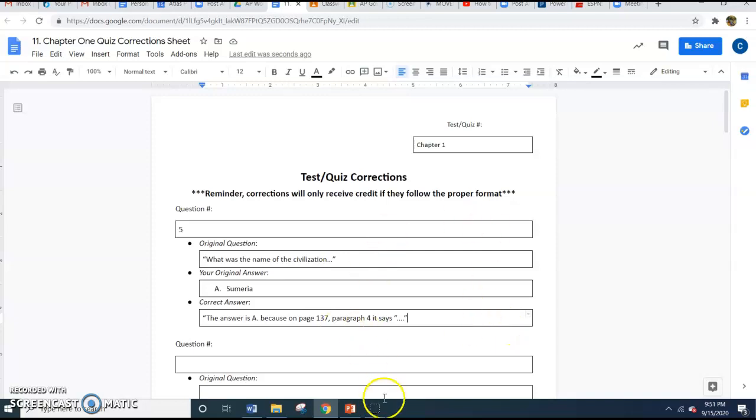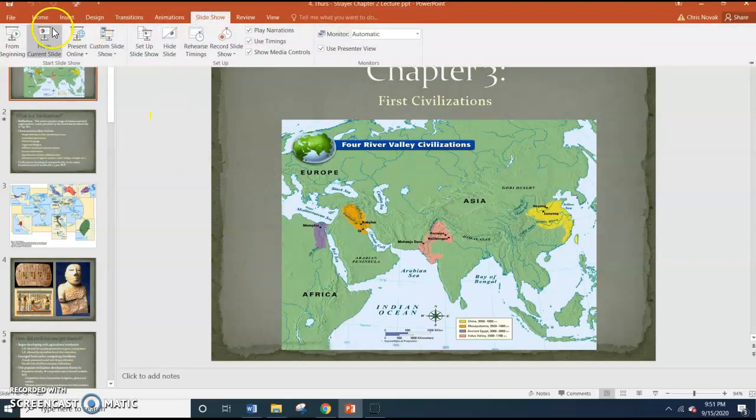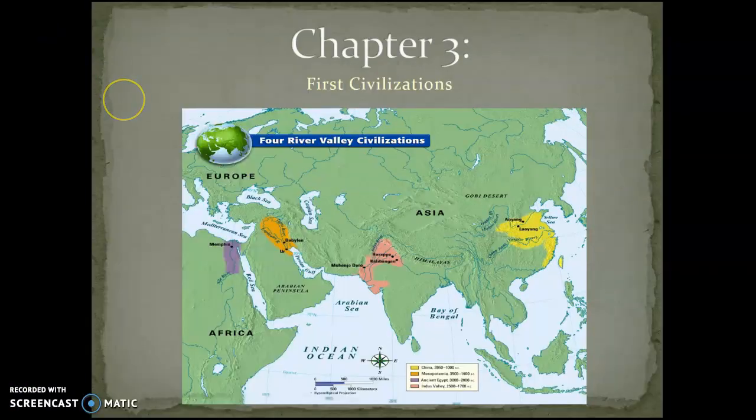All right, so with that in mind, let's keep going and let's take a look at the chapter we're looking at this time. And so here it's actually chapter 2. I haven't renamed this lecture from the older edition of Strayer, but it's chapter 2 in dealing with first civilizations. And this map right here is really focusing on the big 4 that we are going to be spending a lot of time on this chapter.